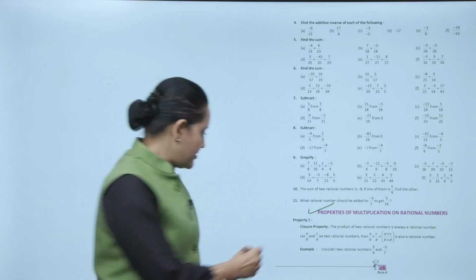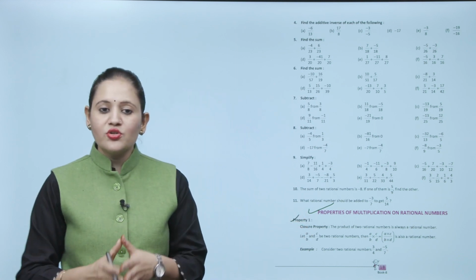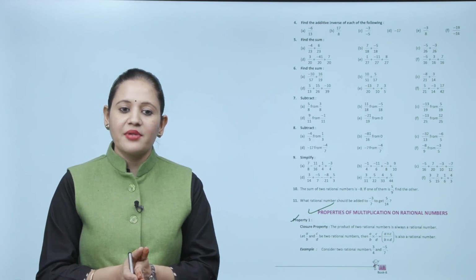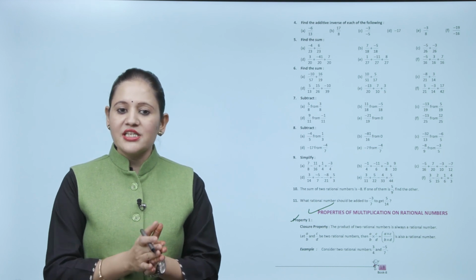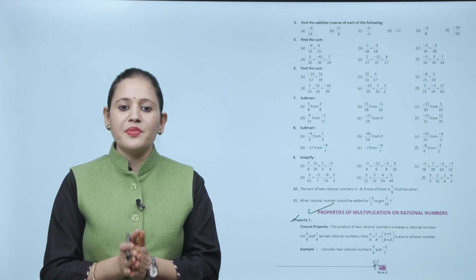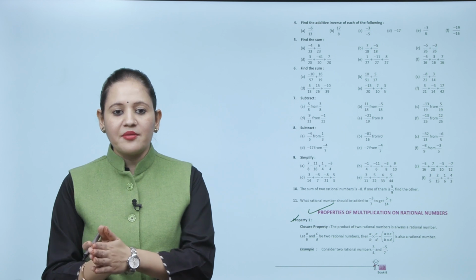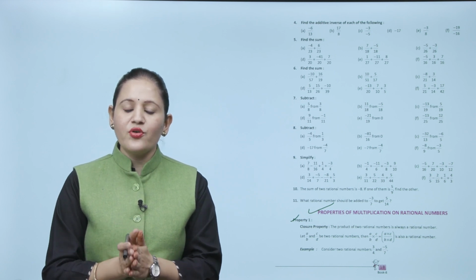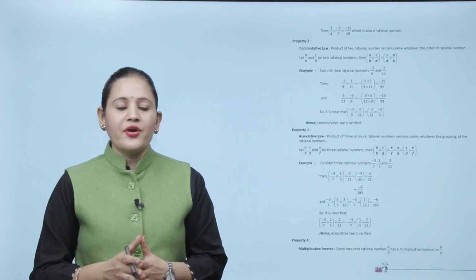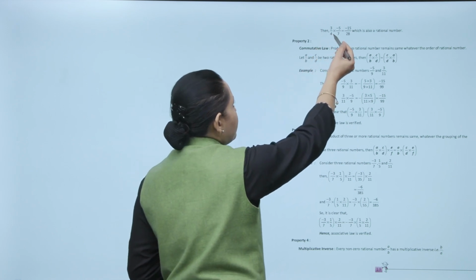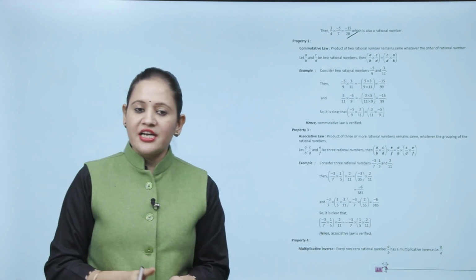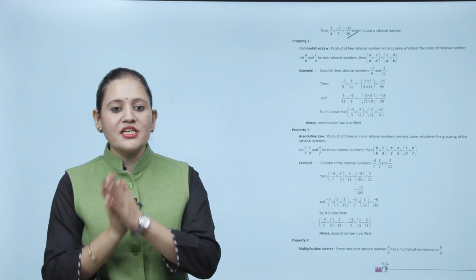First, property 1. Closure property. According to this property, the product of two rational number is always a rational number. Let a upon b and c upon d are two rational number, then their product a upon b into c upon d equals to a into c upon b into d is also a rational number. For example, consider two rational number 3 upon 4 and minus 5 upon 7. So their product 3 upon 4 multiplied by minus 5 upon 7, that is minus 15 upon 28, that is also a rational number. So product of two rational number is always a rational number.